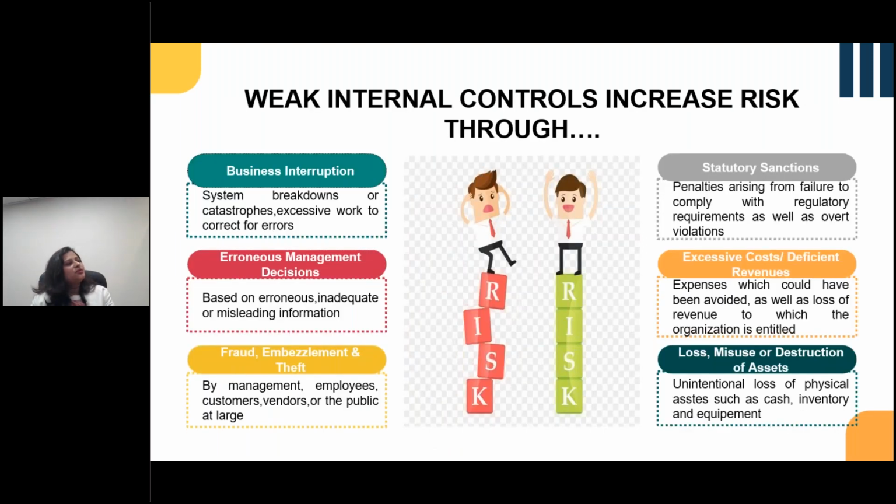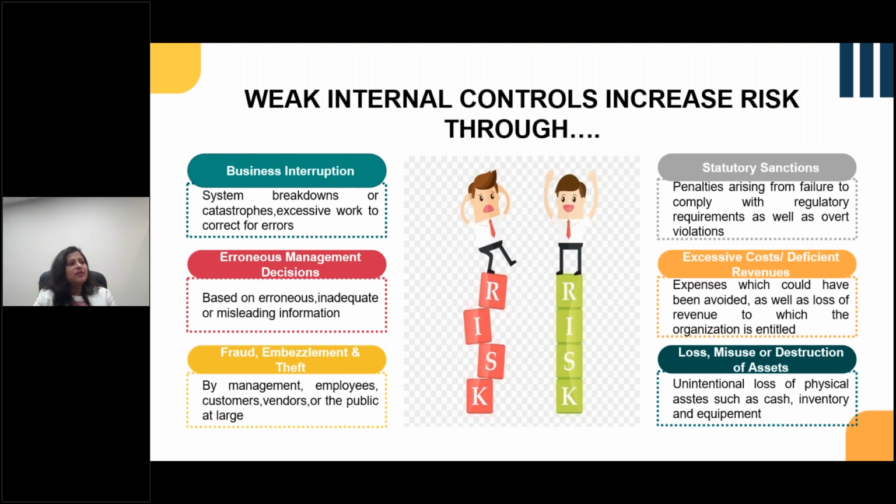Weak internal controls increase risk. So what kind of things could lead to an increase in risk? Business disruptions, business interruptions, system breakdowns, external events like COVID, erroneous management decisions. If you have data that is incomplete or misleading, you will make the wrong decision. Fraud, embezzlement, and theft, of course, this is going to increase risk.